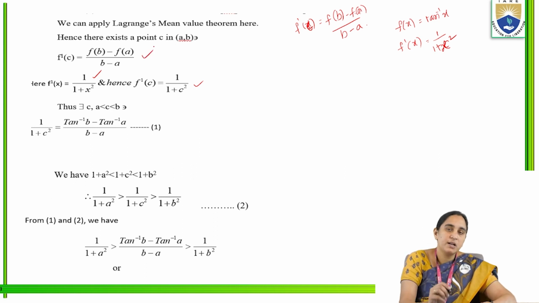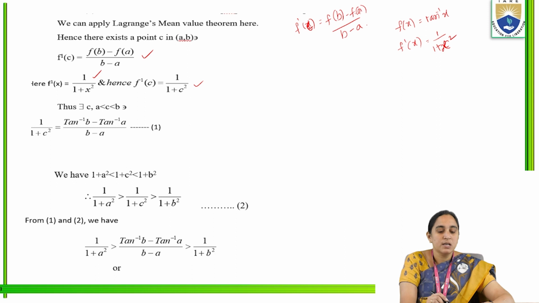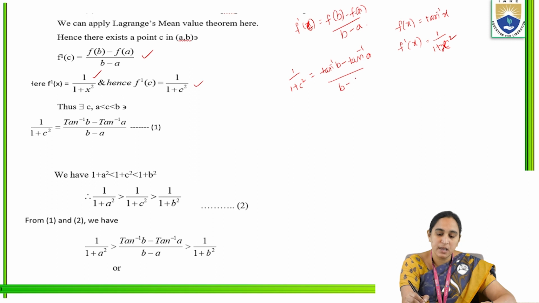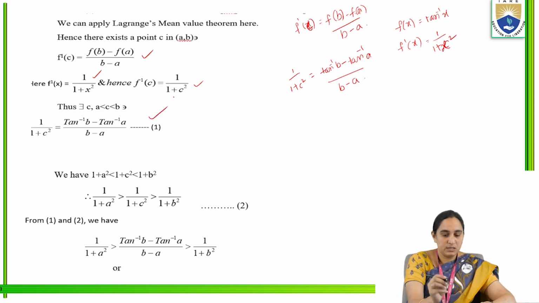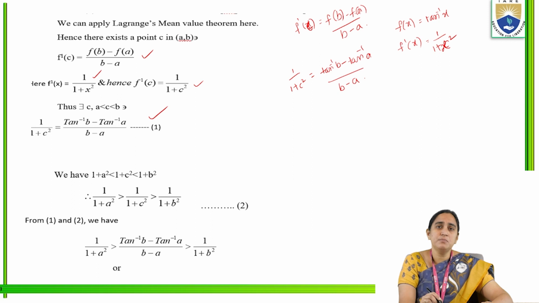From the above statement, then f dash of c is equal to what? There I'm substituting the function: on the LHS, f dash of c is 1 by 1 plus c square, and here f of x is assumed as tan inverse x. So f of b is tan inverse b, minus f of a as tan inverse a, by b minus a. By using Lagrange's we get 1 by 1 plus c square is equal to tan inverse b minus tan inverse a by b minus a.